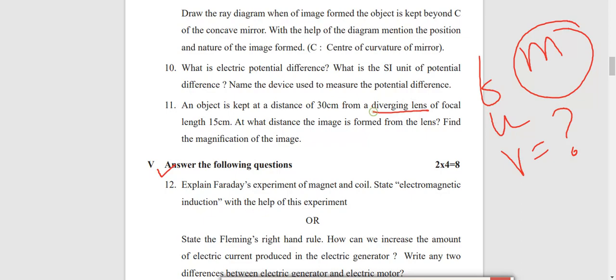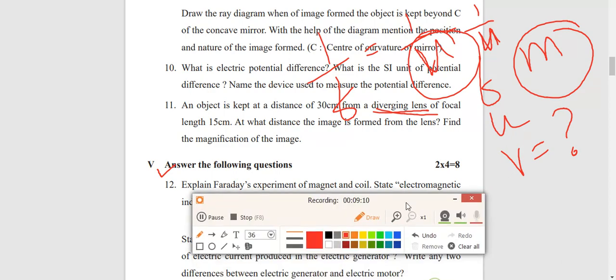Since it is a diverging lens, which formula we will use? We will use the lens formula. 1 by f is equal to 1 by v minus 1 by u. This formula we have to use, and from there we will calculate v, that is image distance. After that, again using v and u, we'll find the magnification. So this numerical is also very easy.